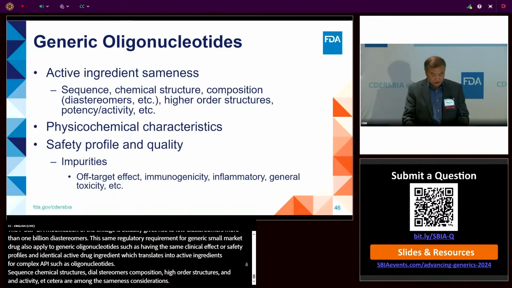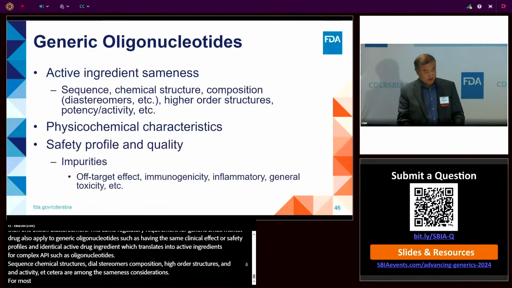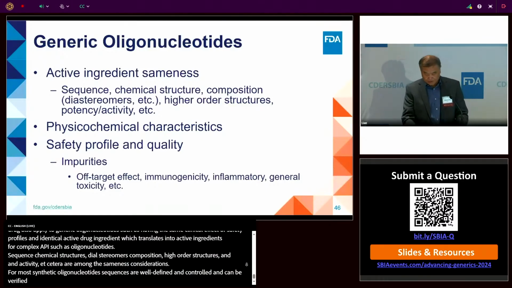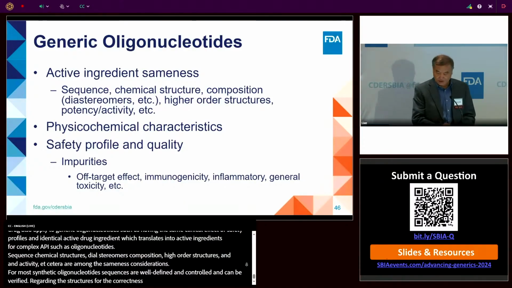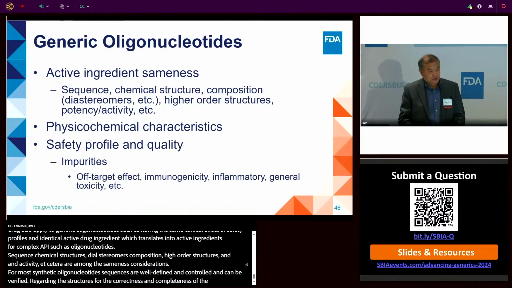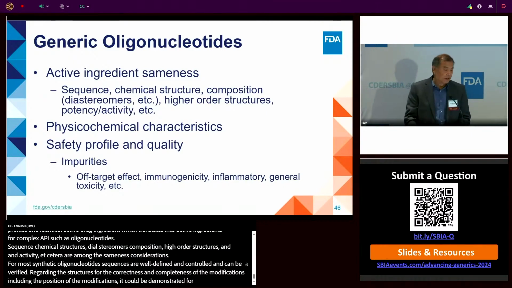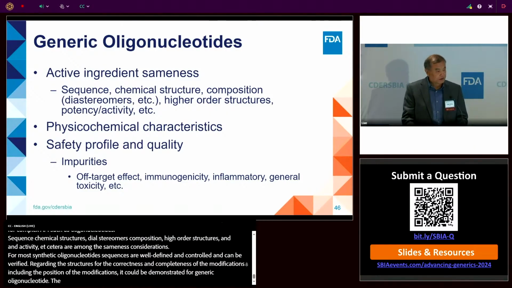For most synthetic oligonucleotides, sequences are well defined and controlled and can be verified. Regarding the structures, the correctness and completeness of the modifications, including the position of the modifications, need to be demonstrated for generic oligonucleotides. The sameness evaluation also includes a physical chemical characterization at the drug substance and drug product levels.